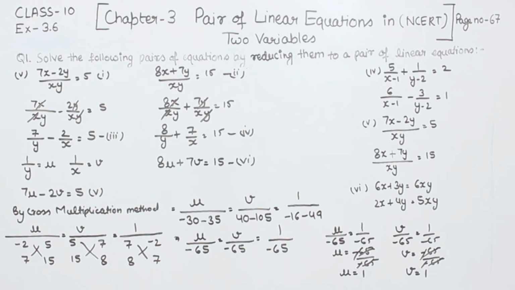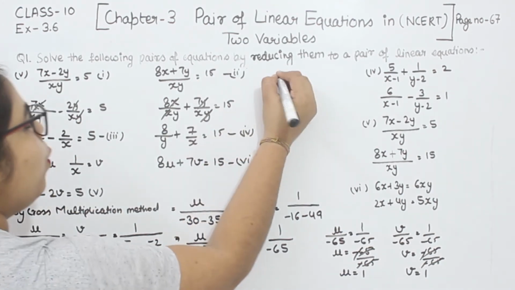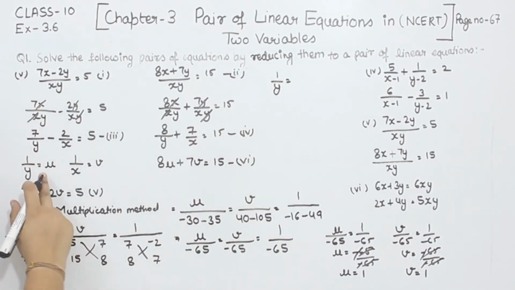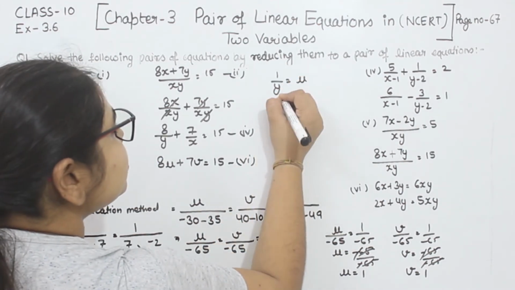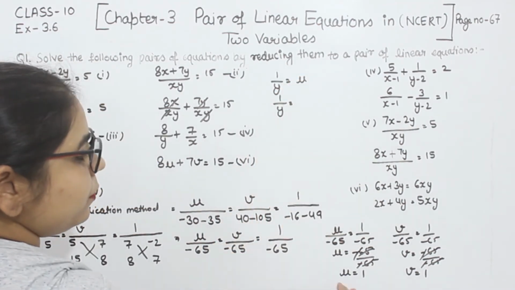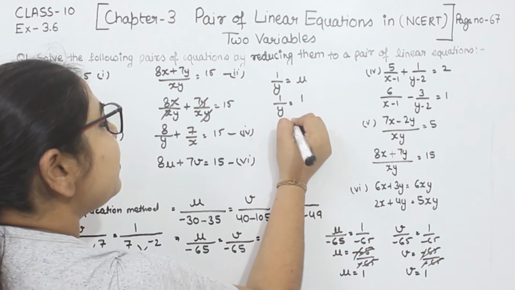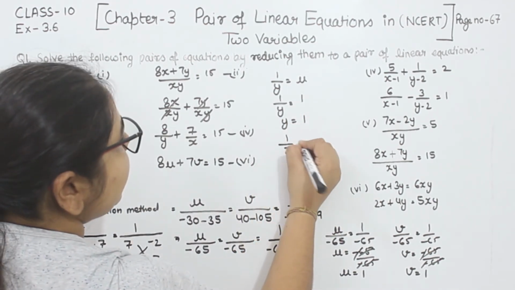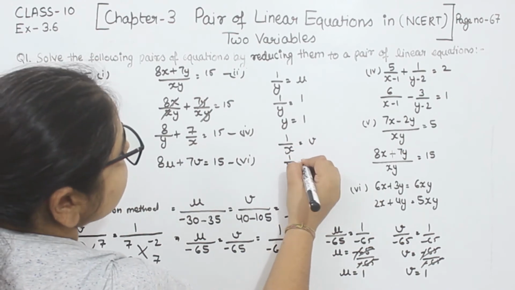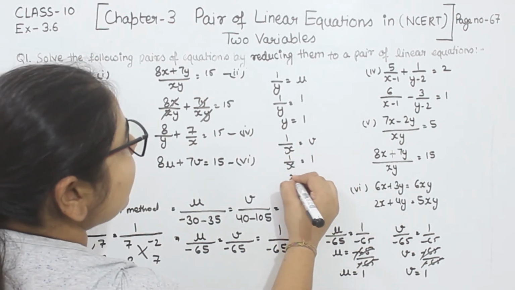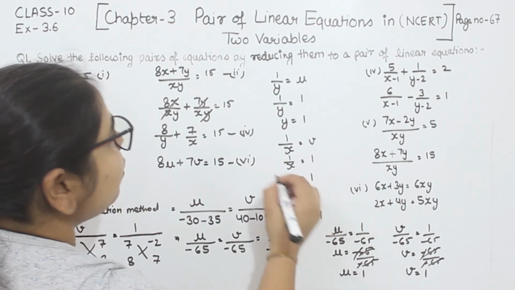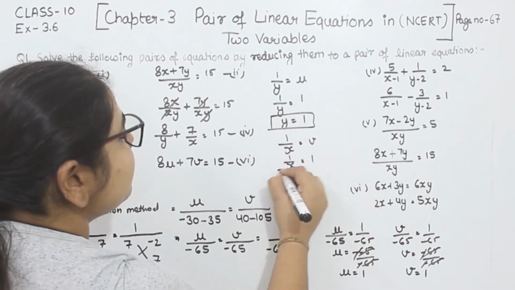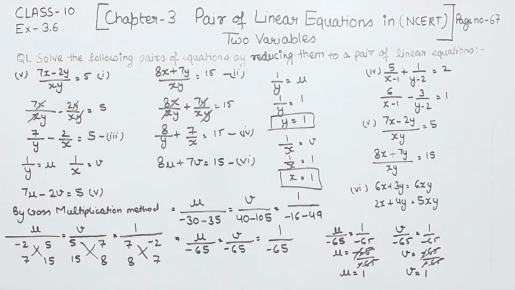Now we have to find the value of x and y. First of all, 1 by y we are having as equal to u. So 1 by y, u we are having as equal to 1. So value of y we are having as equal to 1. Now comes to the here, this one we are having 1 by x as equal to v. 1 by x we are having as equal to 1. So the value of x we are having as equal to 1. Value of x we are having is 1 and the value of y we are having as equal to 1.